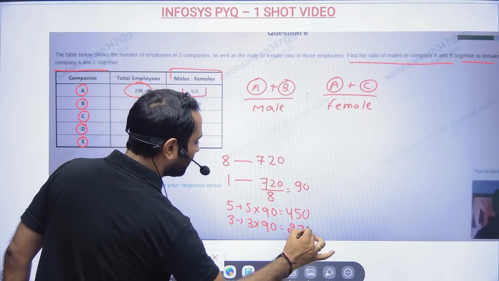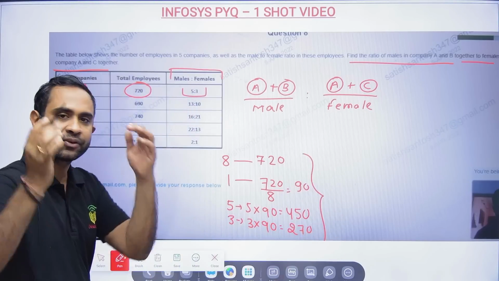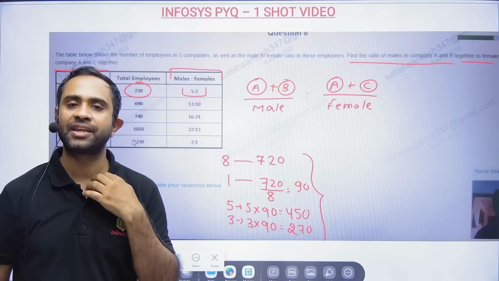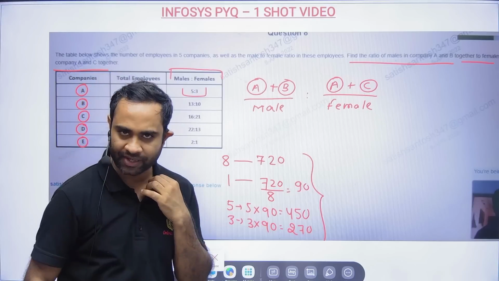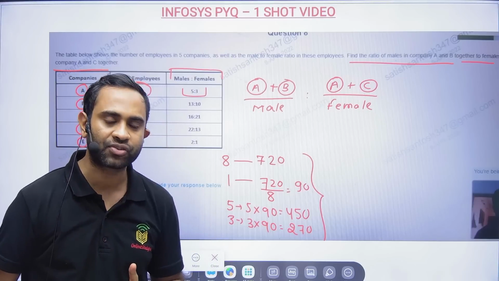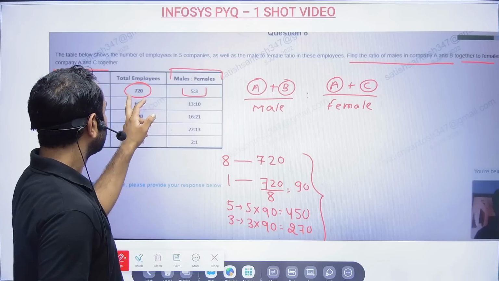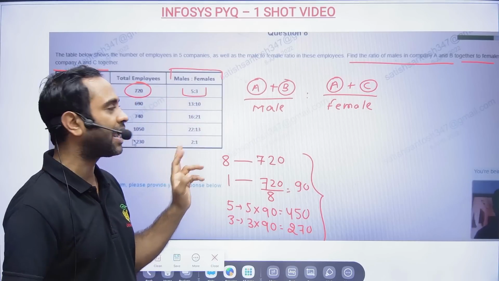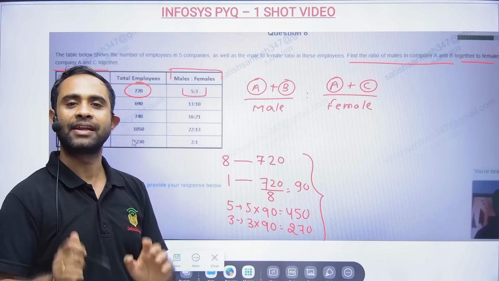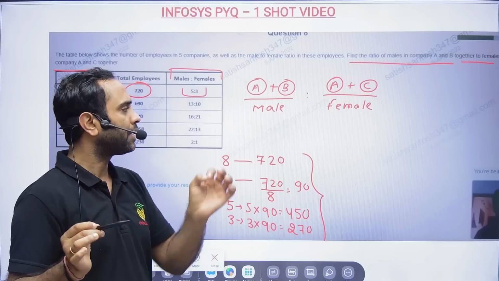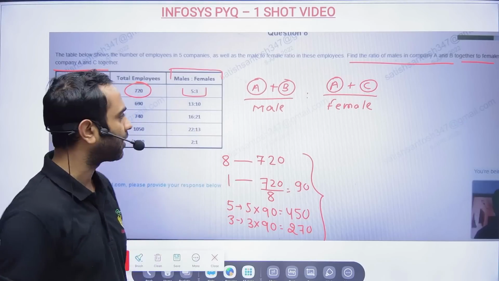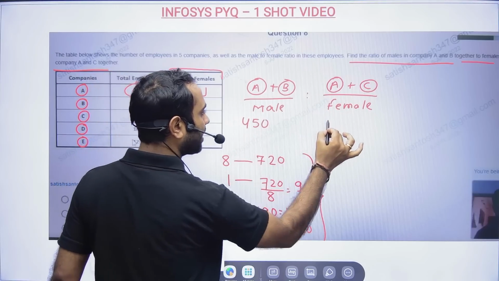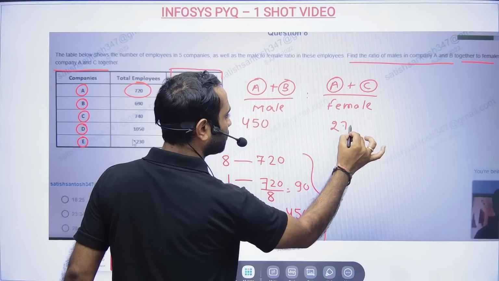Trust me, this data you can calculate in your mind itself. 5 plus 3 is 8. 8 units equal 720, so 1 unit is 720 by 8, that is 90. So 5 units will be 450 and 3 units will be 270. Many times, you do not even have to use pen and paper. So in company A, the number of males is 450 and the number of females is 270.